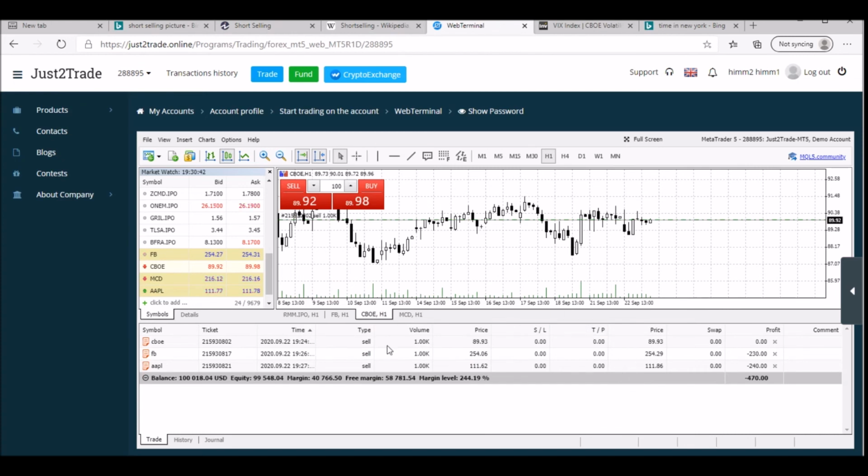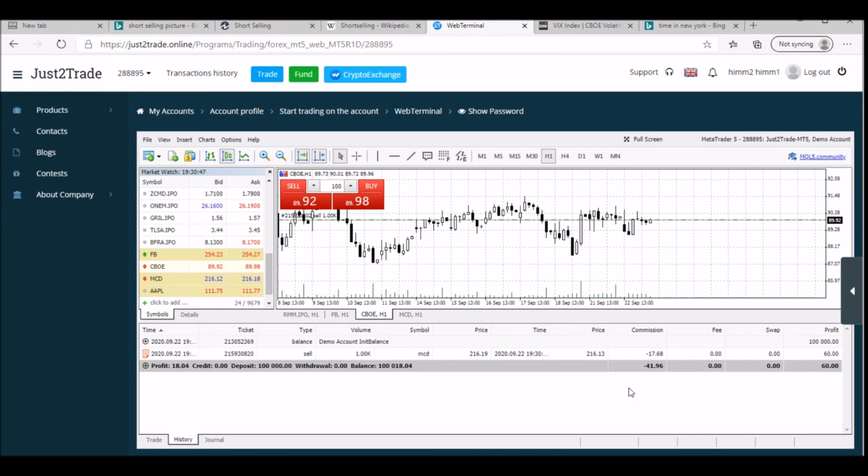So we've bought it back. Yes. So you can see we sold it and then we bought it back. You can see we made a profit of $60, guys. We made a profit of $60. So yeah, this is how it works. This is how the selling works.